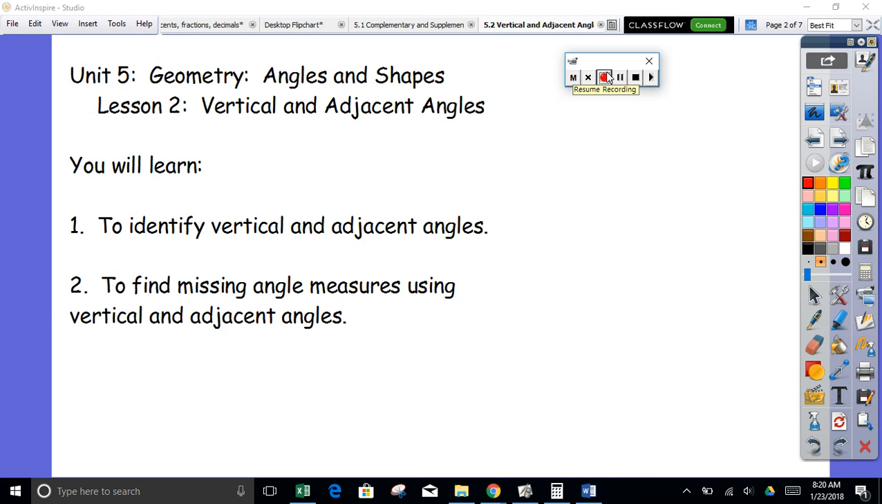All right, today's lesson is vertical and adjacent angles. As we just did in the warm-up yesterday, we talked about complementary and supplementary angles. We also looked at an angle yesterday, and I told you that it was a vertical angle, but we didn't talk much about it. So we'll be talking about what those are. And just like we did yesterday, we'll be finding missing angle measures, this time using vertical and adjacent angles.